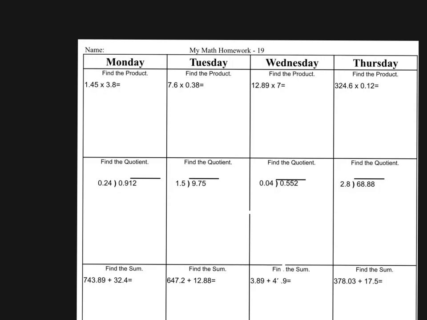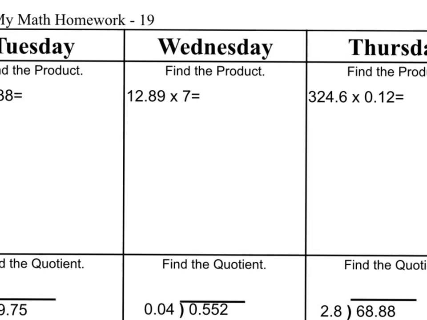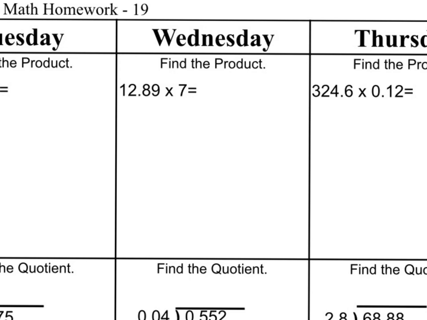This is my math homework number 19, Wednesday. For the first one, it says find the product. 12.89 times 7. So we have to imagine they're whole numbers. Let's do 1,289 times 7. 7 times 9 is 63. Carry the 6. 7 times 8 is 56.